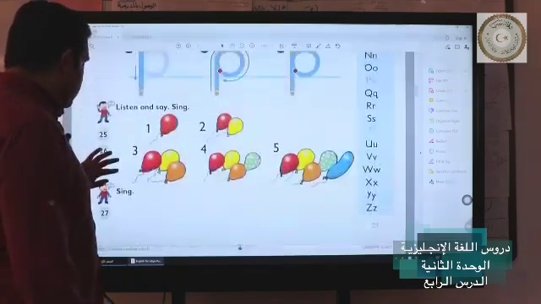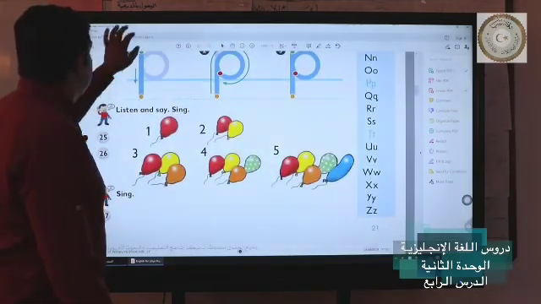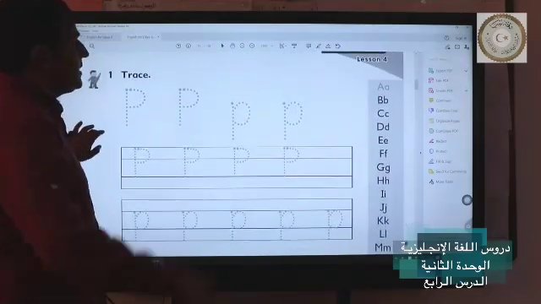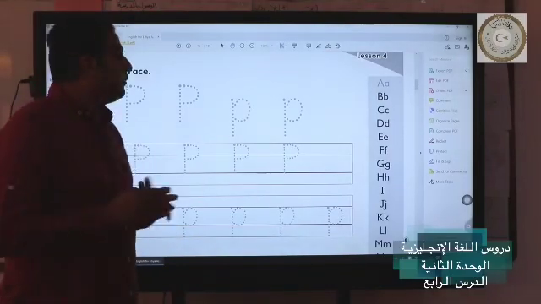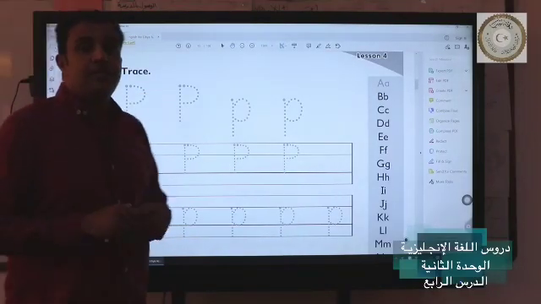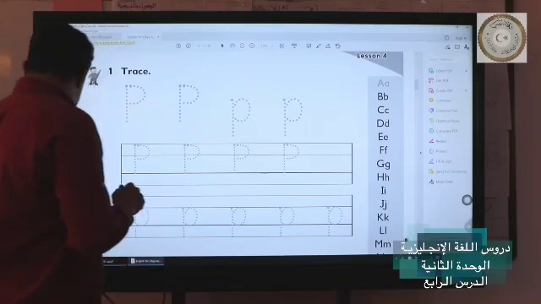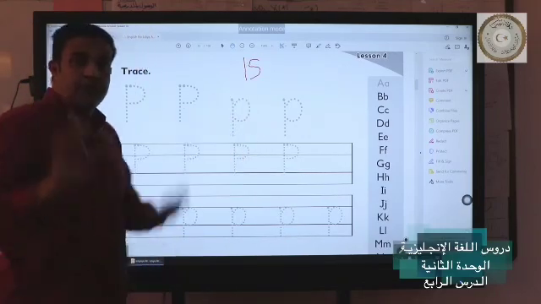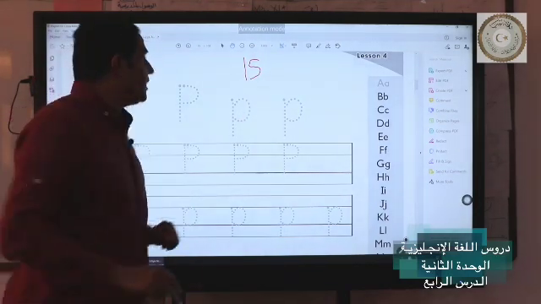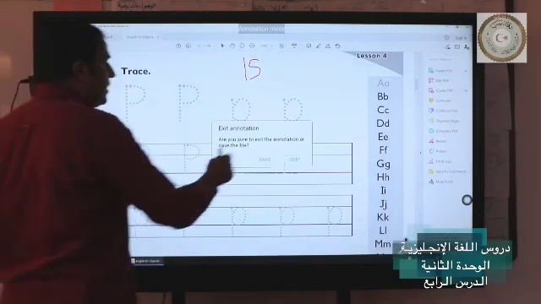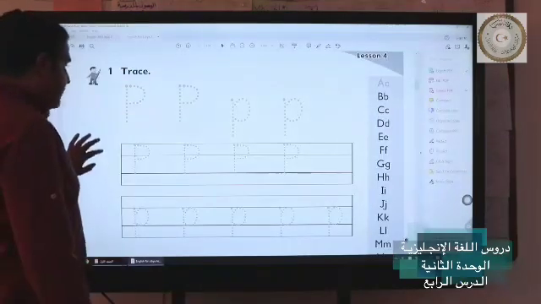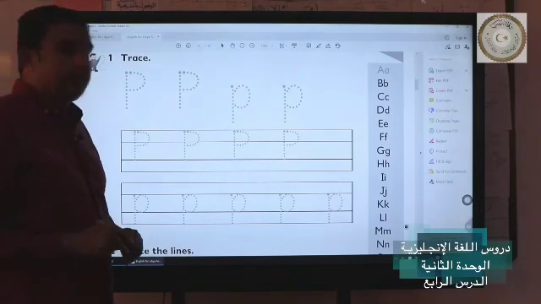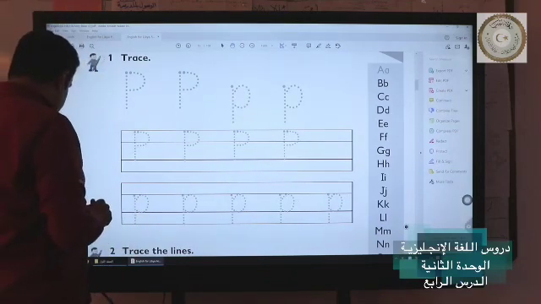Now let's go to the activity book to start tracing the letter P. Now we'll open the workbook. Activity book, page 15. Open your book on page 15. What's the meaning of 15? Very good. So open your book on page 15 to start tracing the letter P. Let's try and trace the letter P.